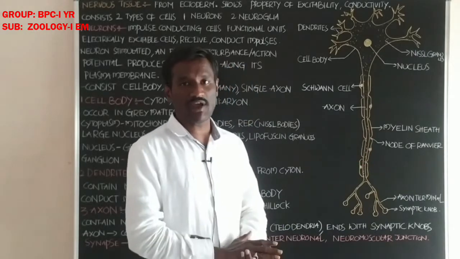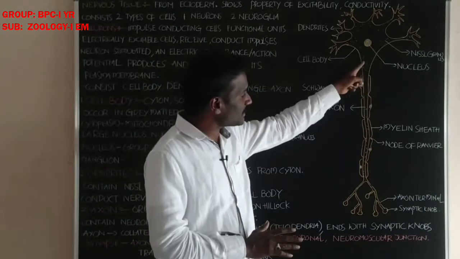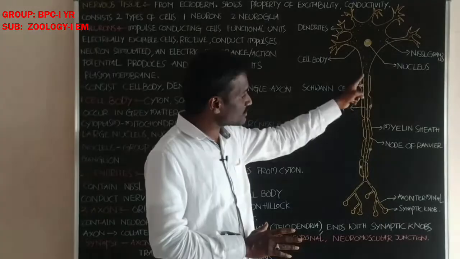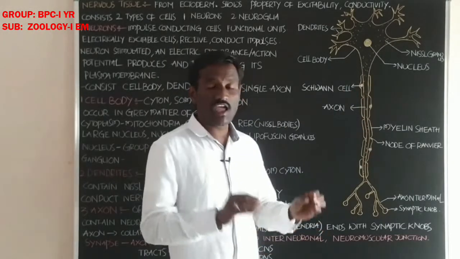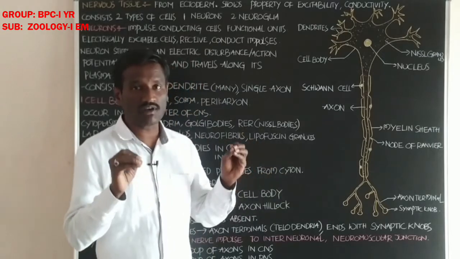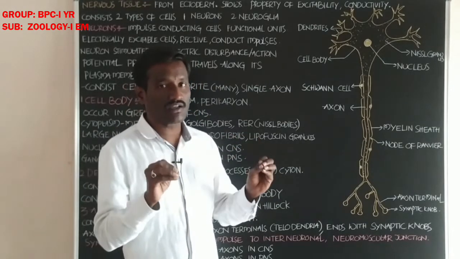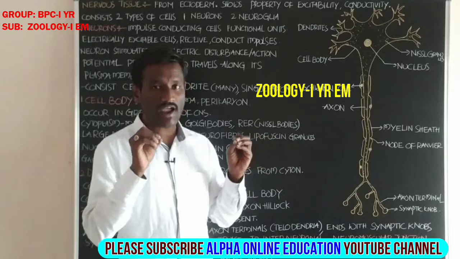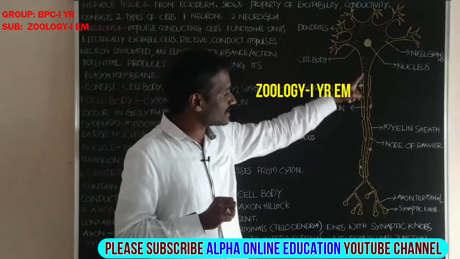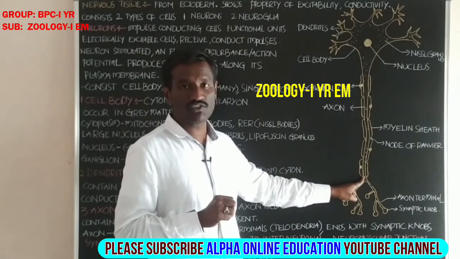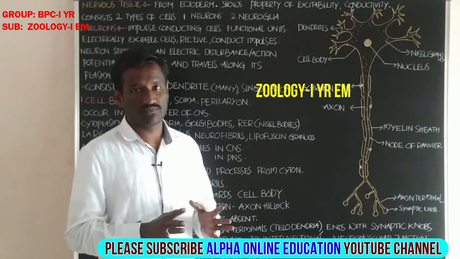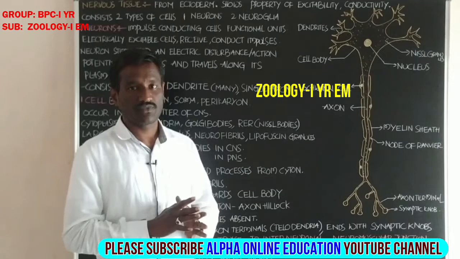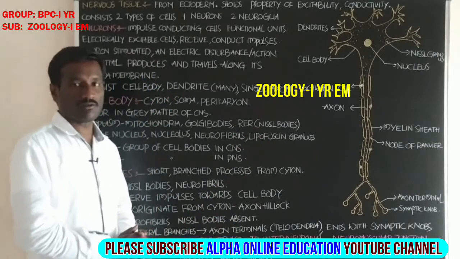What is the use of the myelin sheath? It helps in transport of the nerve impulse. The myelin sheath helps in conducting the impulse or action potential throughout the length of the plasma membrane of the axon more efficiently and quickly. Okay, student? That is about the multipolar neuron.